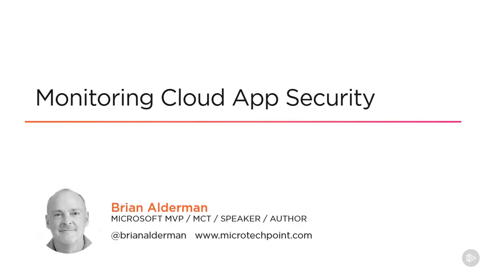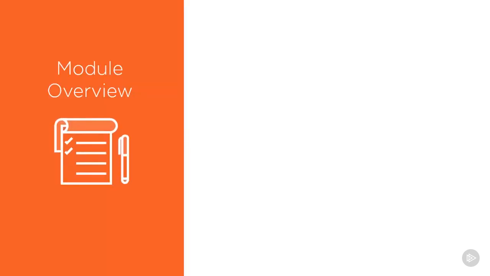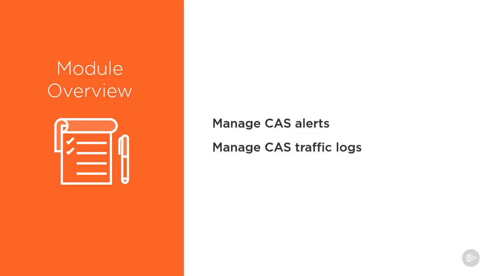So what I want to do in this module is discuss how to monitor Cloud App Security. And there's really two ways we can do this. We have alerts which are available to us, and we also have traffic logs that we can use. So a couple different options for us when it comes to monitoring CAS.